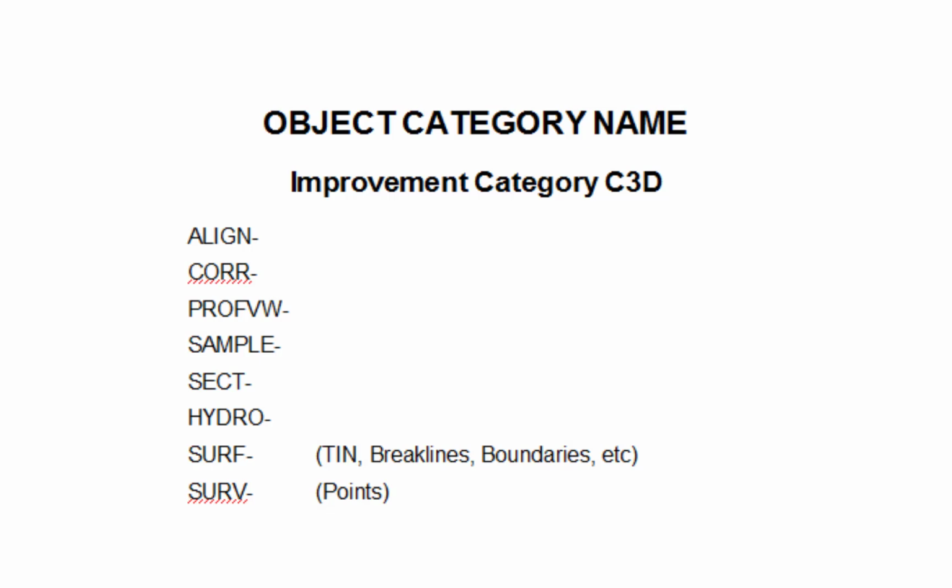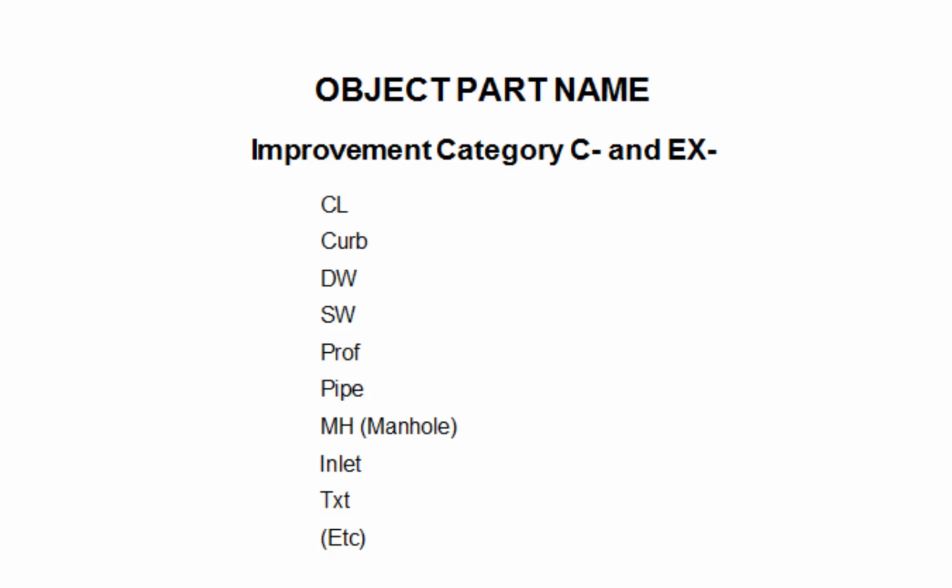The names used in the object category for the improvement category C3D are shown and include align, corridor, profile view, sample, section, hydro, surface, and survey. The object part name for the improvement category C and EX are shown and include centerline, curb, driveway, sidewalk, profile, pipe, manhole, inlet, text, etc.